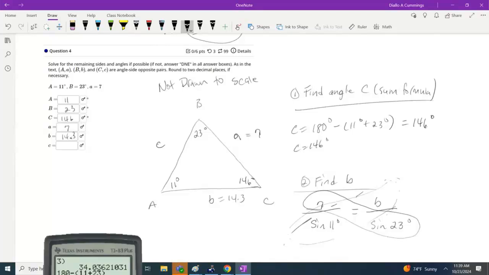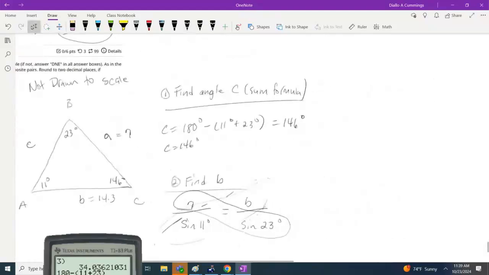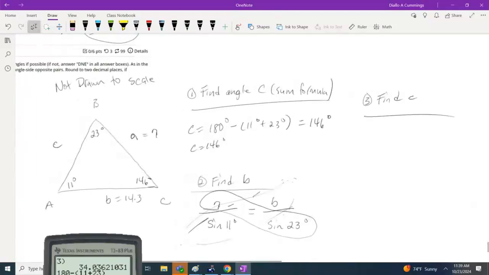And the last thing is to find C. Now, I cannot use the Pythagorean theorem because this is not a right triangle. I have to use another law of sines proportion. So we're going to find C. So here again, when I set up my proportion, there's only one thing I don't know, and I can solve for it. So I'm going to write out the first half of my proportion the same way we wrote out the first half of the proportion for side B, right?